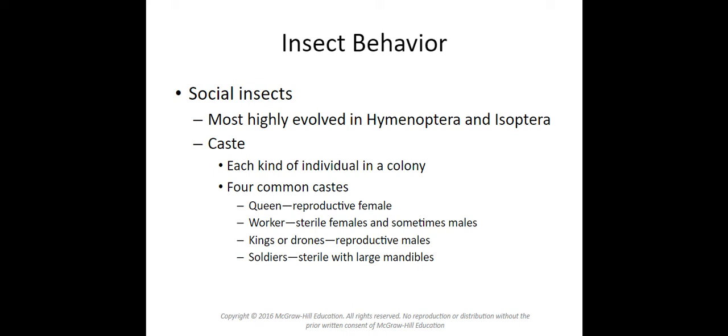There's going to be kings or drones. Now the drones are going to be more common in the bee world. Those are the reproductive males. They are giving the sperm to the queen to create the babies. And then there's our soldiers, which are going to be sterile and they're going to have large mandibles and they're going to be there to protect the female.